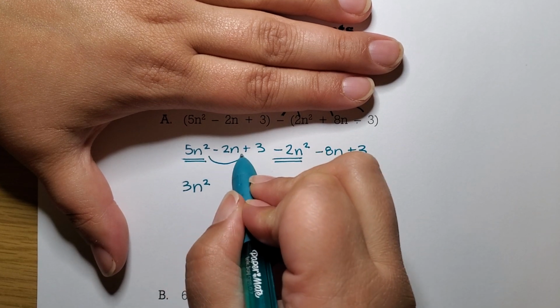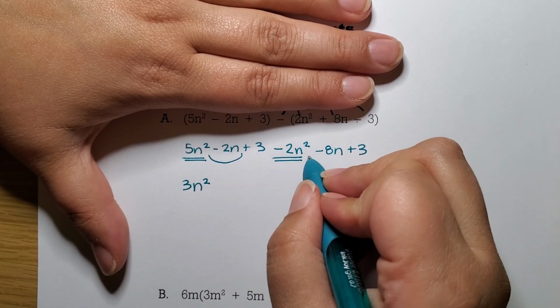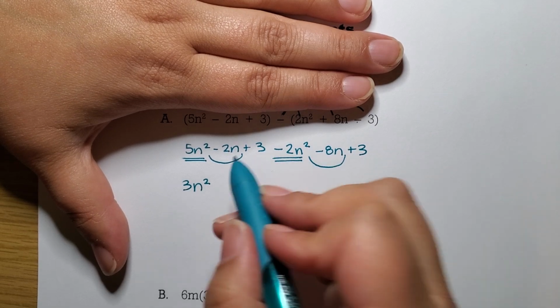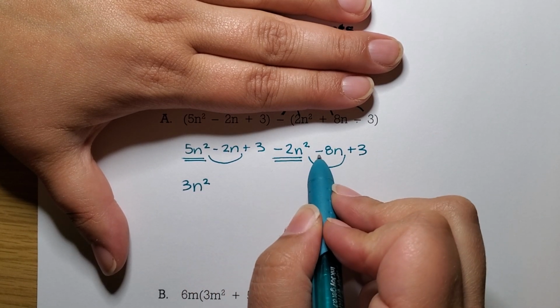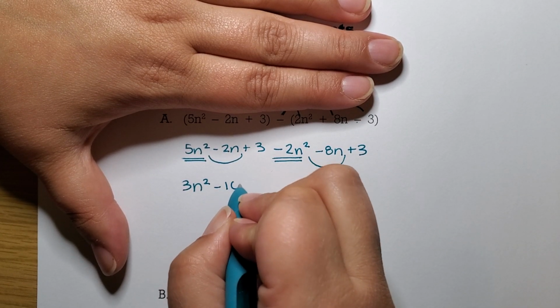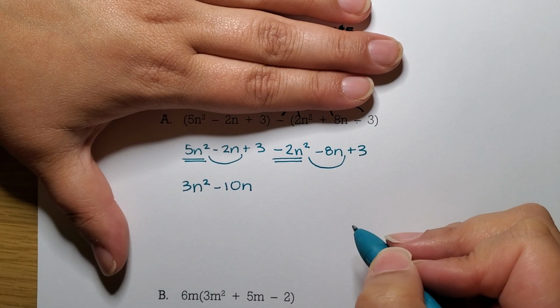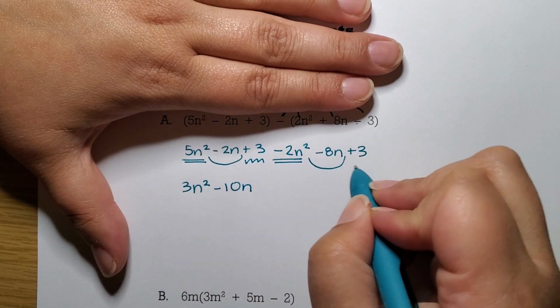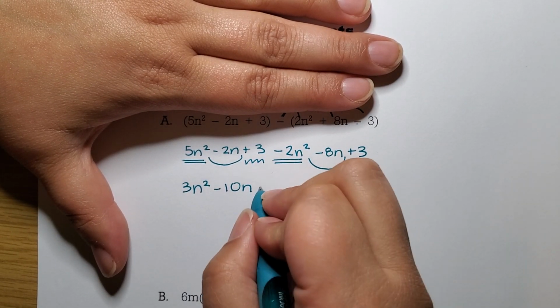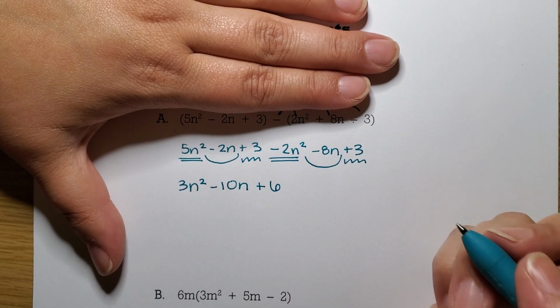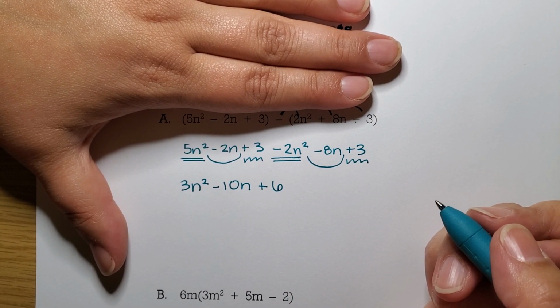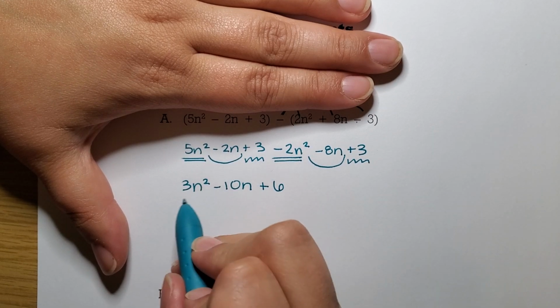Then we have, here's one with an n, here's one with an n as well. So minus 2 minus 8 is minus 10. And then we have plus 3 plus 3, which is 6. Cool. Now, I'm all done.